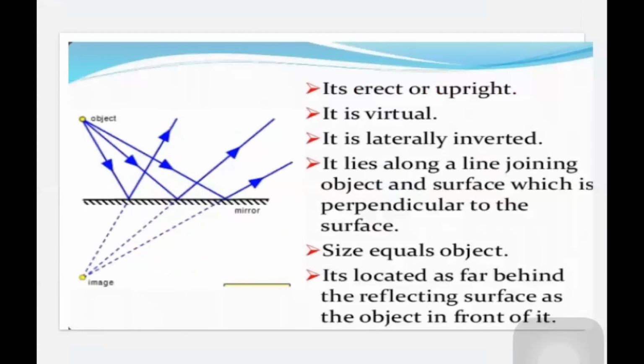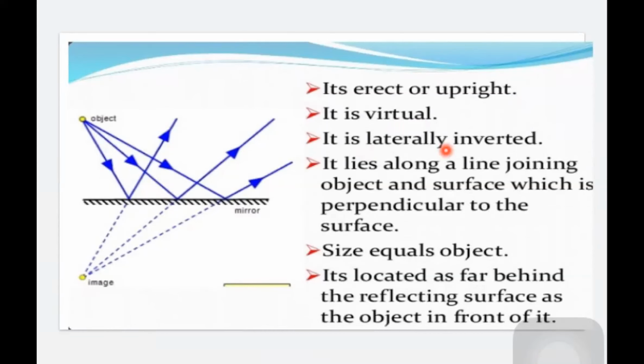So these are a few properties that we studied from these three examples. The image is always erect or upright. Whenever you are standing in front of a mirror, the head is in the place of the head and the foot is at the place of the foot. Such an image is called erect and upright. It is virtual. By virtual, we mean that the image is formed at the back side of the mirror, because the reflected rays never meet each other.